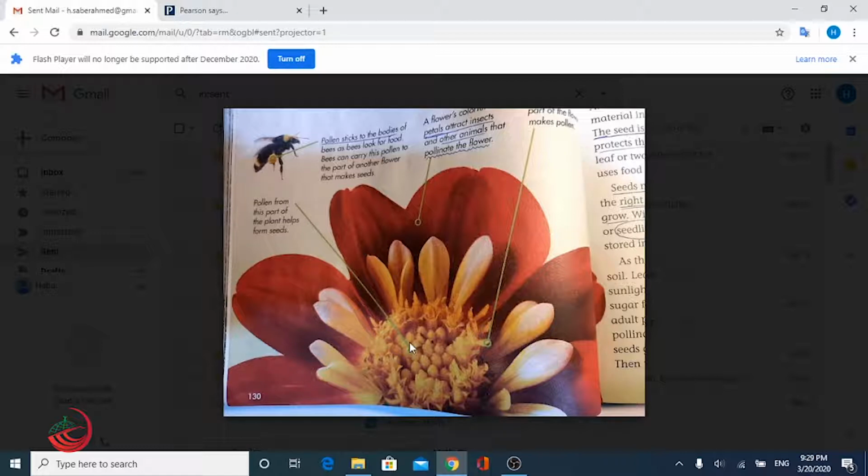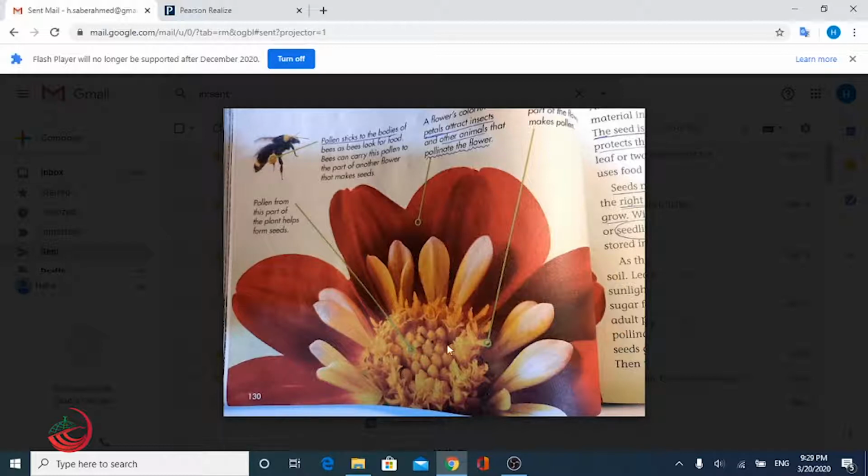So pollen is the yellow grains or the yellow powder made in this part of the flower, and pollinate is the verb from pollen. They carry pollen to this part and to other flowers. Once the pollination is done here in this part, the seeds start to appear.